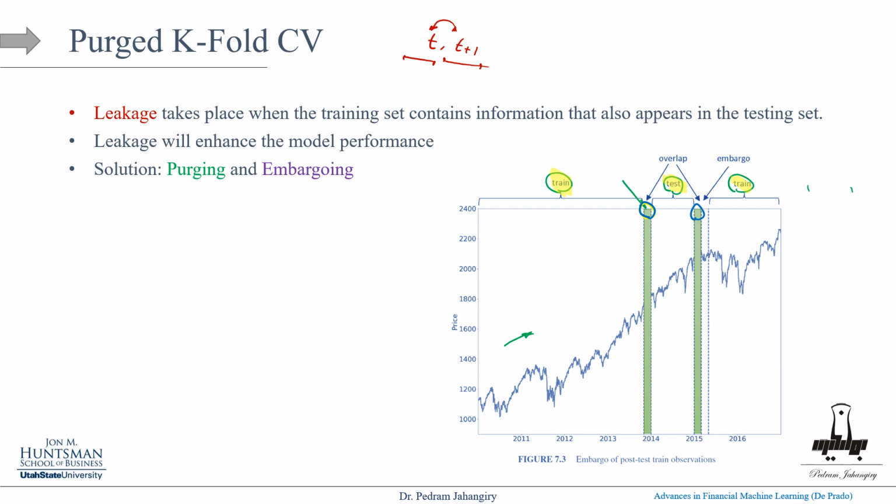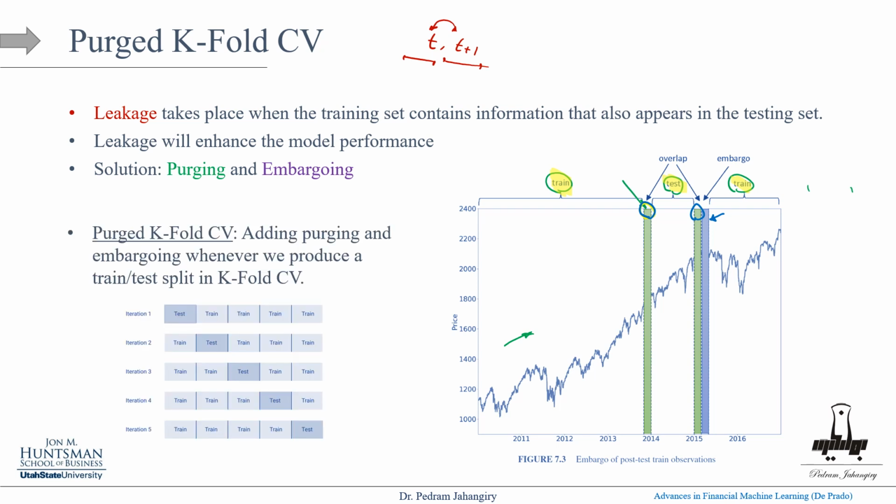So what is embargoing? Embargoing is where we add an extra buffer, or extra cushion, right after the test set and right before the train set to make sure that serial correlations are avoided or minimized, right? So this is the idea of purging and embargoing. Now, if we apply purging and embargoing to K-fold cross-validation, this technique is called Purged K-fold cross-validation. Basically, we add purging and embargoing whenever we produce a train test split in our K-fold cross-validation.